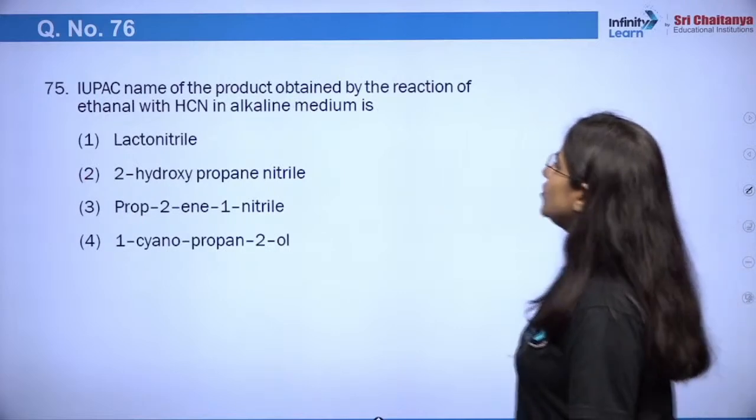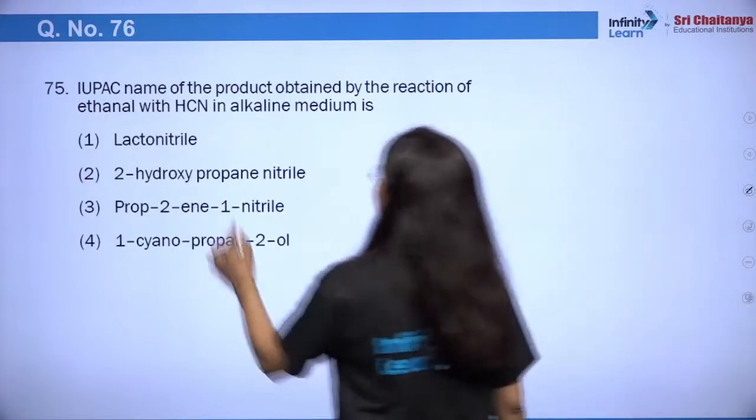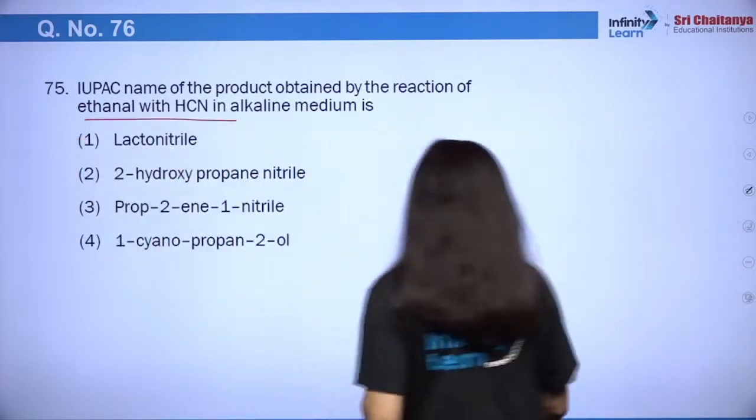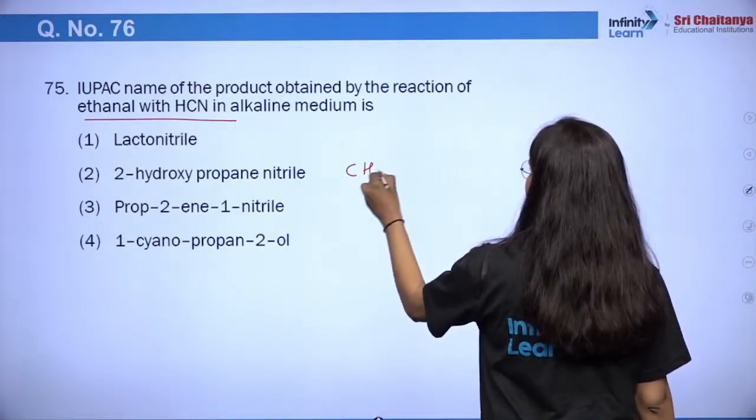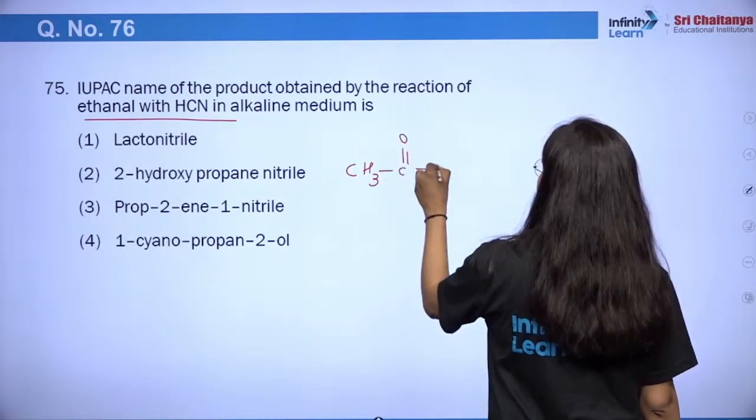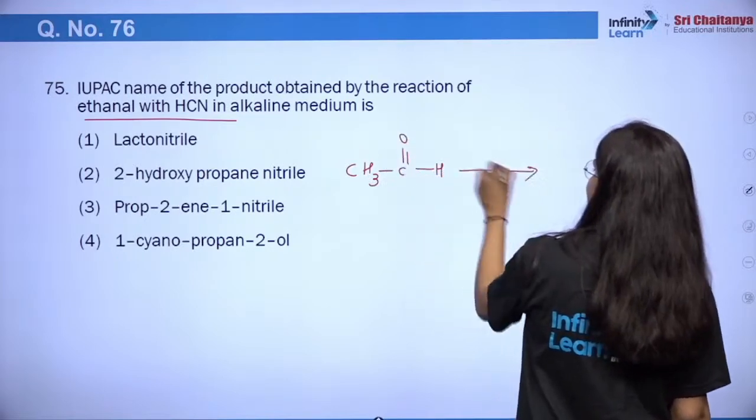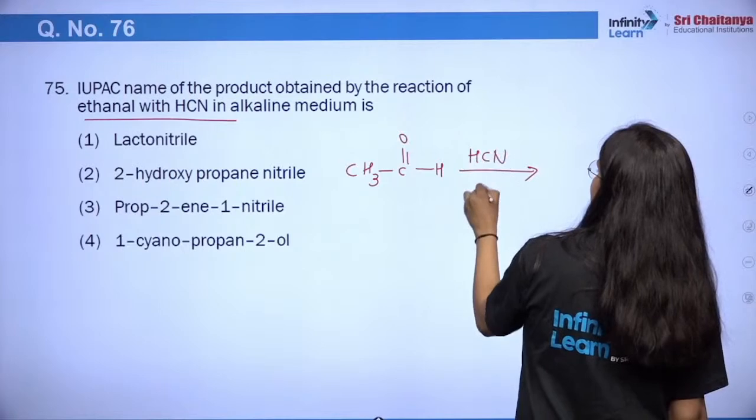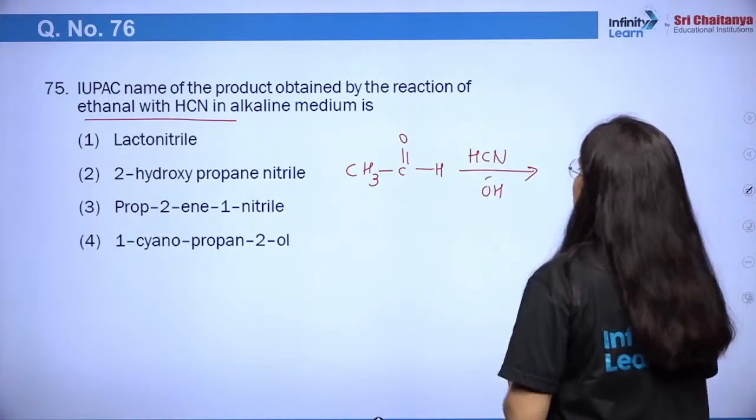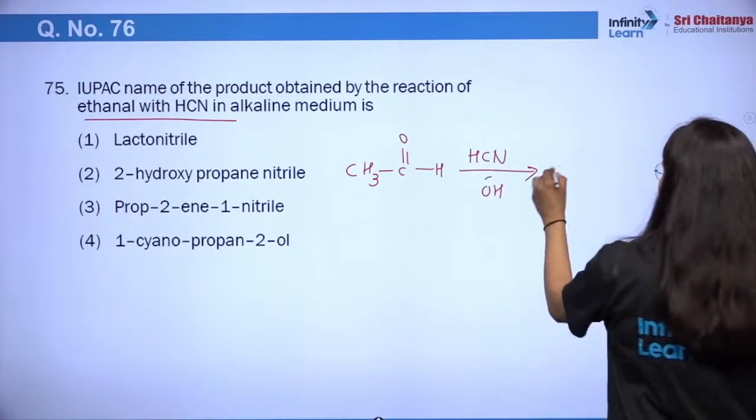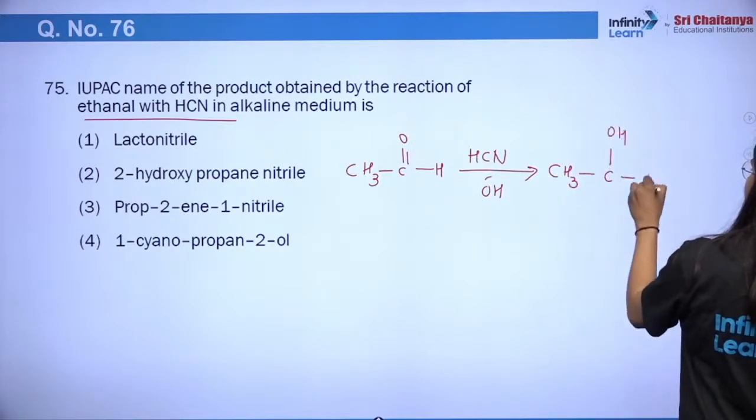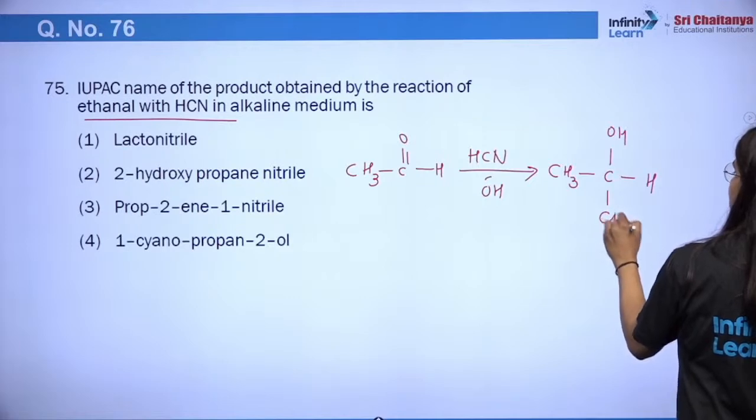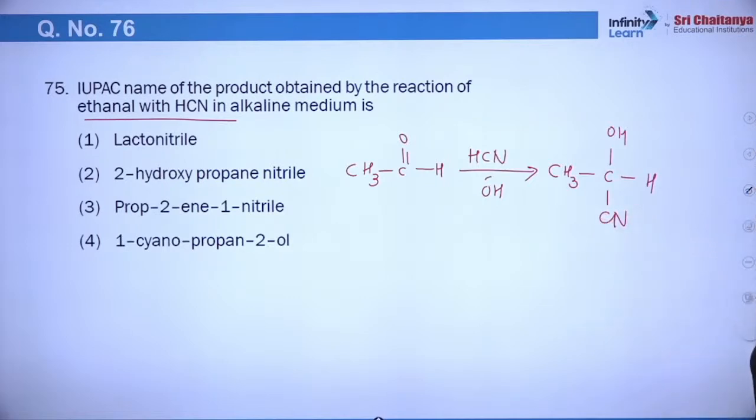IUPAC name of the product obtained by the reaction of ethanol with HCN in alkaline medium. So what is ethanol? Ethanol is this. When I am reacting it with HCN in alkaline medium, what happens? Cyanohydrin formation takes place. This is a nucleophilic addition reaction, and this is the product which we are getting, cyanohydrin.